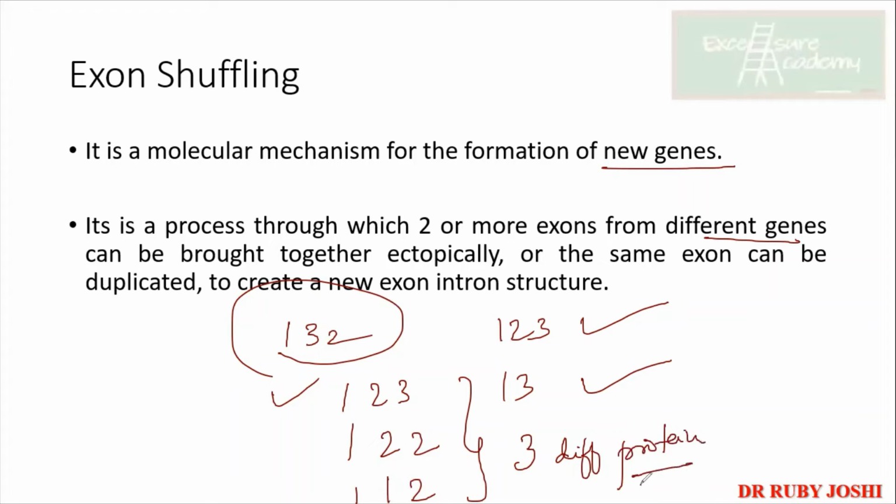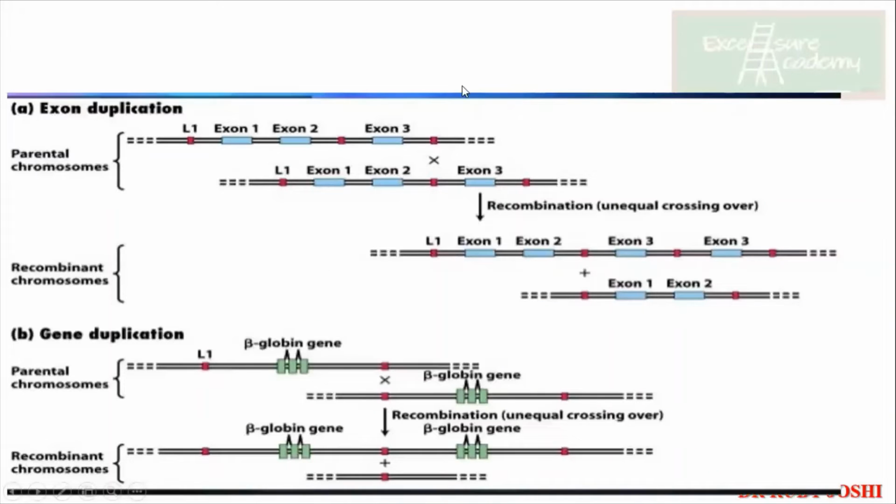Okay. Now let's see more in detail. So exon duplication. You have got the parental chromosome, which is carrying all these exons 1, 2, 3. Okay. So you are having exon 2, exon 2, exon 3 is there. Now, suppose recombination is happening and it is having unequal crossing over, which is possible. So what will happen? Instead of having a complete recombination, you are going to have exon 1, 2, 3 and 3. So what is happening over here? Exon 3 is getting duplicated.